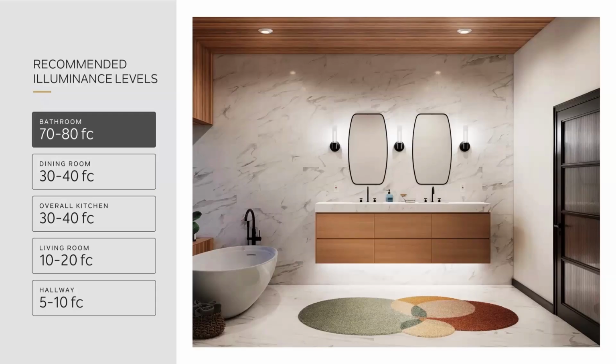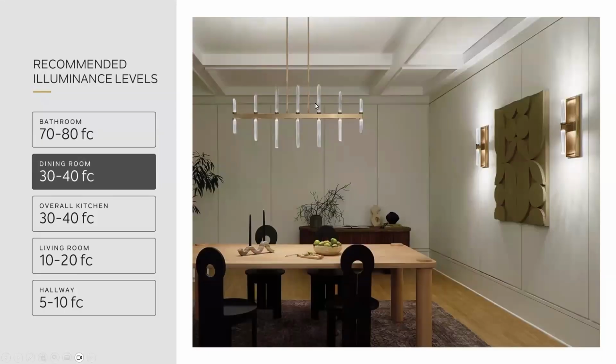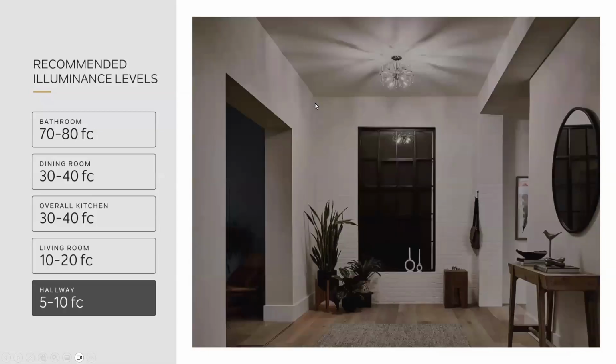These are recommended, so you can go a little up or down. If you notice, I used 40 versus 30 only because in all spaces that I design for my clients, I always put a dimmer. So if 40 was too much, I can always dim it down with a dimmer or a dimmer control. Let's talk about color temperatures.